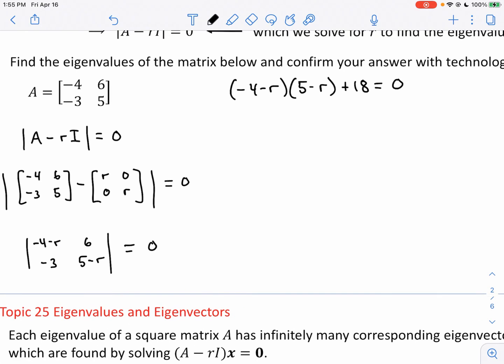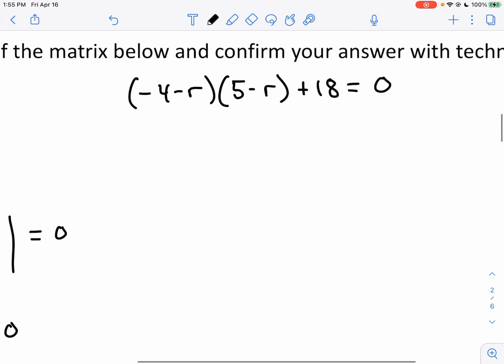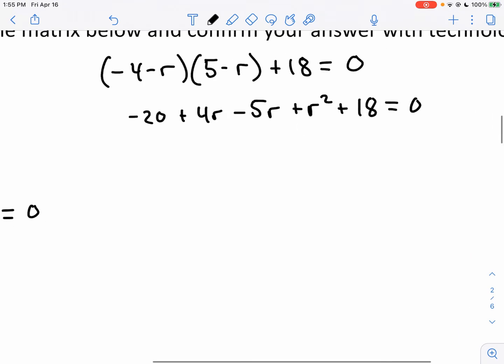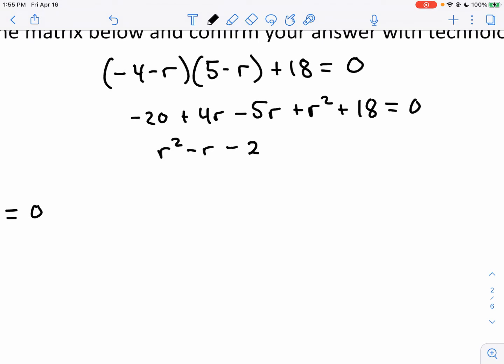Now we want to continue to solve for r. So I'm going to go ahead and distribute. I'm going to FOIL these two terms right here and see what we get. We have -4 times 5, so we have -20. Then we have plus 4r. Then we have minus 5r, and then plus r squared. Then we have this plus 18 still is equal to 0. We continue. This is quadratic in terms of r, so we have r squared. Then we have a minus r. And we have -20 plus 18 is -2. So we get to this point, and now we factor, or use the quadratic formula as appropriate.